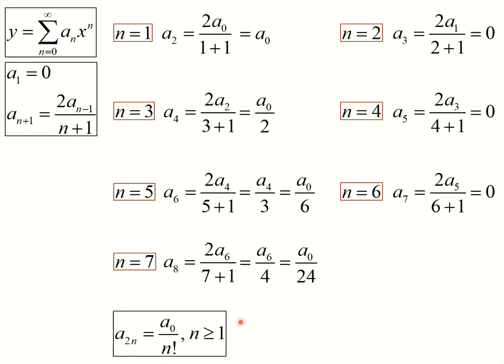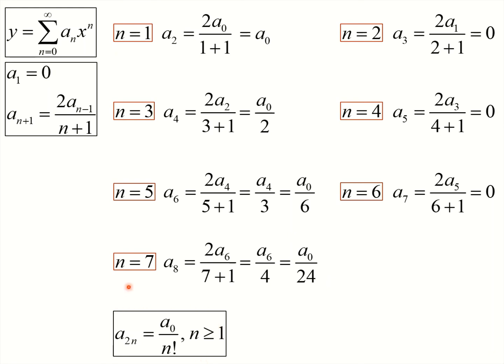And let's see if this actually works. If I put a 1 into this formula, then I have a2 equals a naught over 1 factorial, or just a naught. If I put 2 into this formula, then I have a4 equals a naught over 2 factorial. I put 3 into this formula, I have a6 equals a naught over 3 factorial. 4 is a naught over 4 factorial. This formula seems to work.